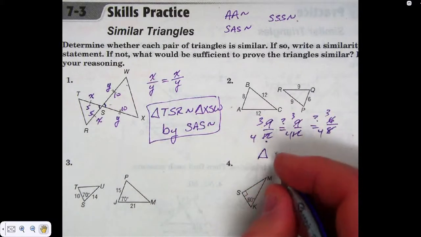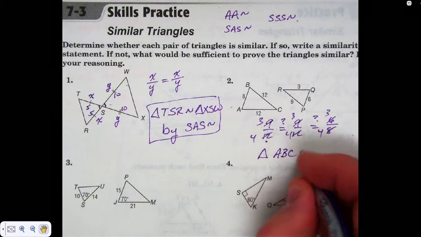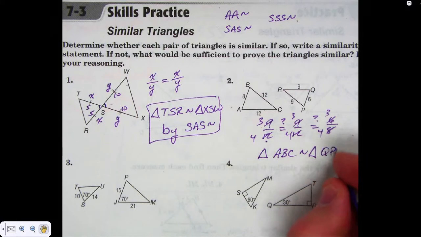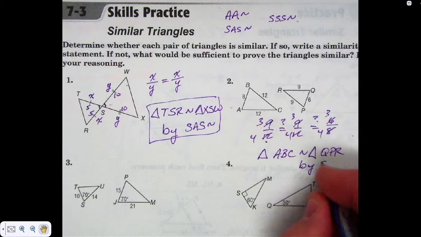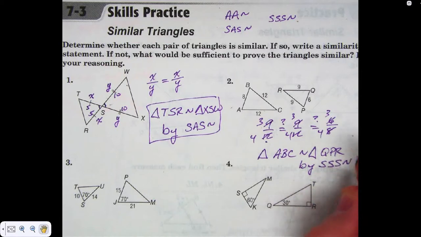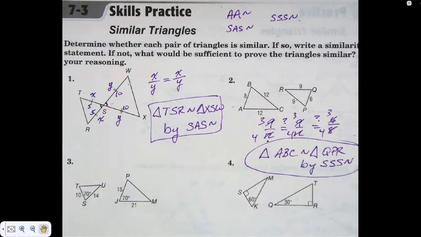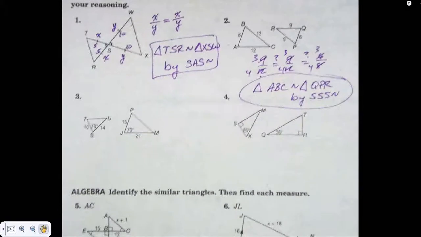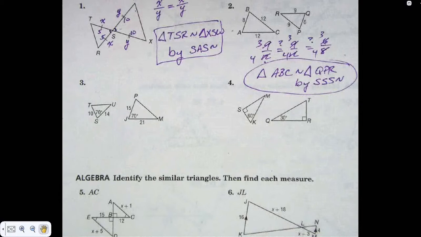Therefore, triangle ABC is similar, and I put it in corresponding order, QPR, by what? Side, side, side, what? Similarity. And as you can see, this can get a little tricky, maybe, but it's not too bad. You just have to understand the concept and really pay attention to what you've been given.